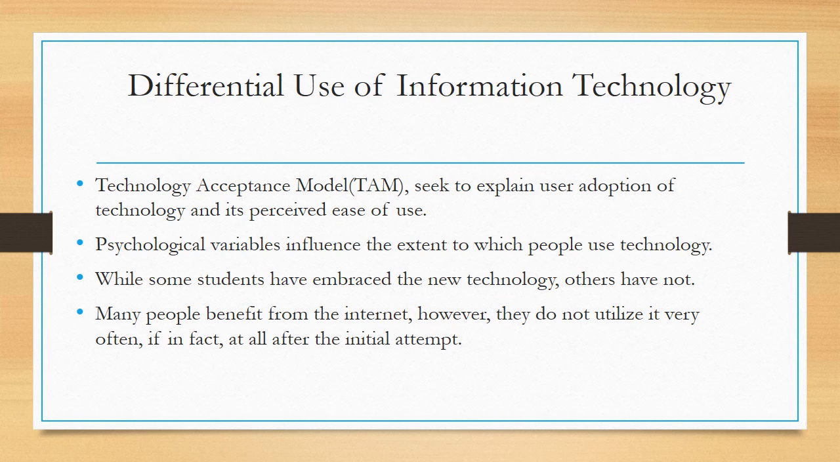For the purpose of this article, it is important to understand the differential use of information technology. The Technology Acceptance Model, TAM, seeks to explain user adoption of technology and its perceived ease of use. Psychological variables influence the extent to which people use technology. While some students have embraced the new technology, others have not. Many people benefit from the internet, however, they do not utilize it very often, if at all, after the initial attempt.